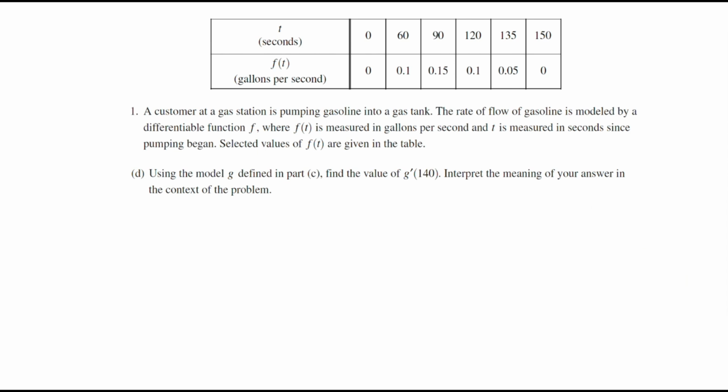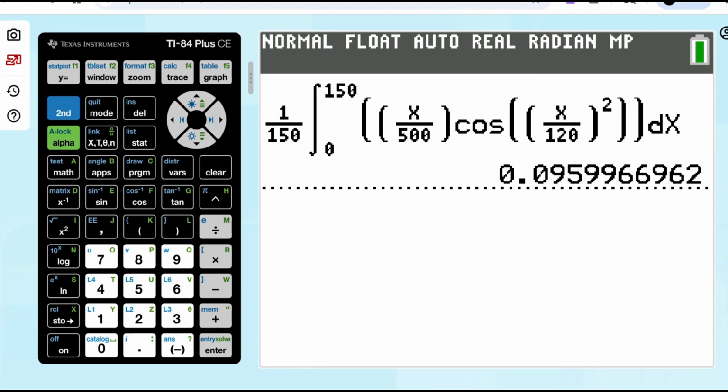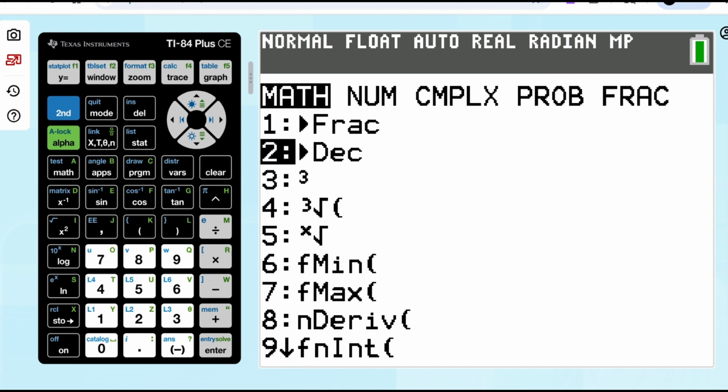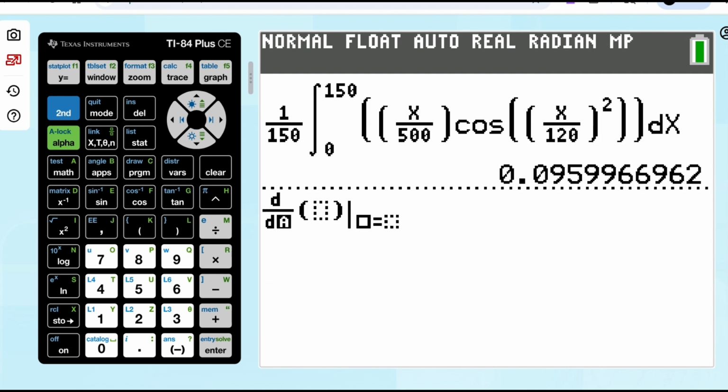All right, now for part D, we're using that same model for G to find G prime of 140, and then we're going to interpret the meaning of our answer. So even if you don't know what it means, which we should be able to figure out, we could still find G prime of 140. We're just going to go into our calculator and have it take the derivative for us. So we're going to write G prime of 140 is approximately equal to, and we'll say math, and this time we're going to go down to option number 8 for the derivative. And we want the derivative with respect to x of our function.